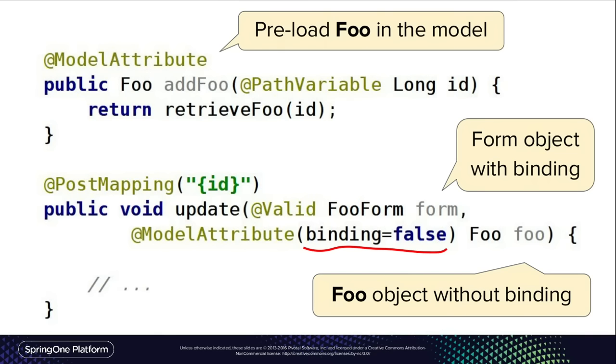But in this case, what's actually happening is that we're preloading the object into the model. So it's already there. And then when we're performing the update, we're getting access to that object. But what we actually want to bind the request to is the foo form. So that's a separate object. We're not directly binding to our domain object. So this is actually even a security concern, because we don't want to bind into foo and potentially overlay its attributes. So that's really what this is meant for. It's a simple flag that says binding equals false.